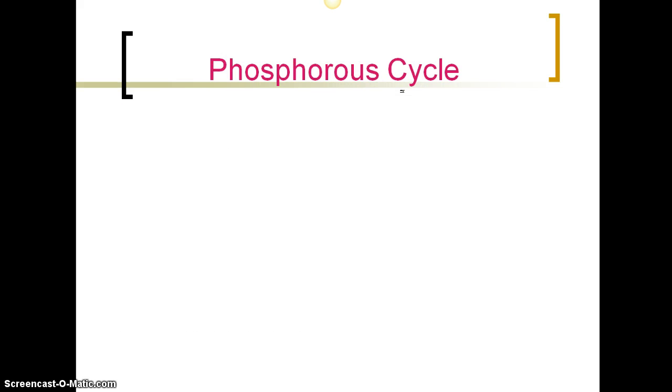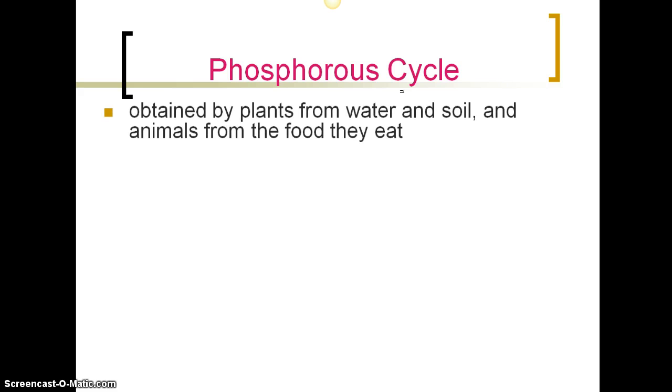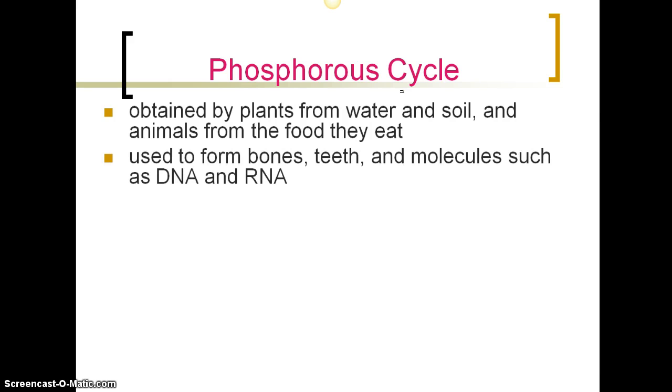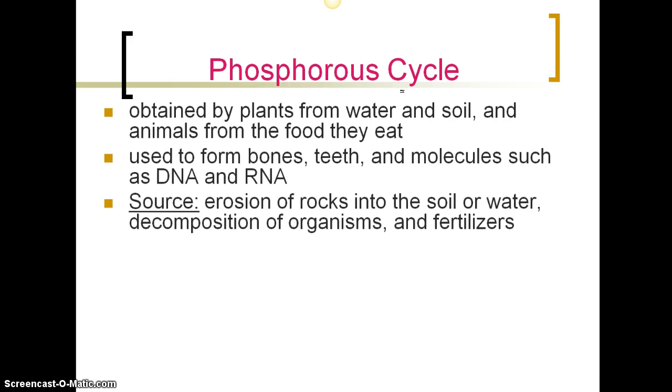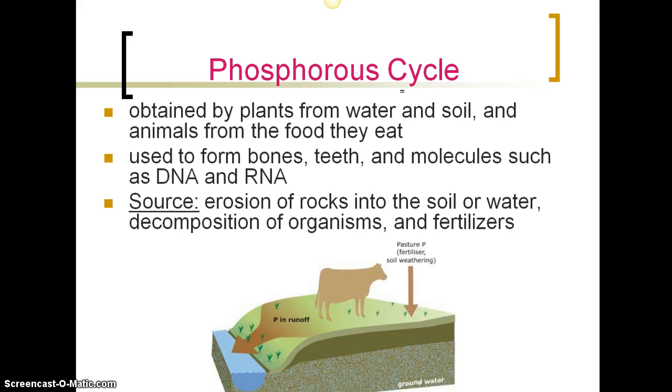And then we have the phosphorus cycle, which is obtained by plants from water and soil and animals from the food they eat. It's used to form bones, teeth, and molecules like DNA and RNA. And the main source is erosion of rocks into the soil or water and decomposition of organisms and then fertilizers. You can see that here in the picture. And that's the end of our ecosystem recycling, and the end of chapter 18 as well.